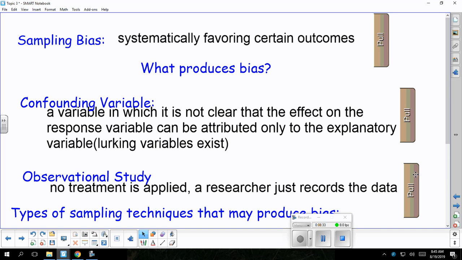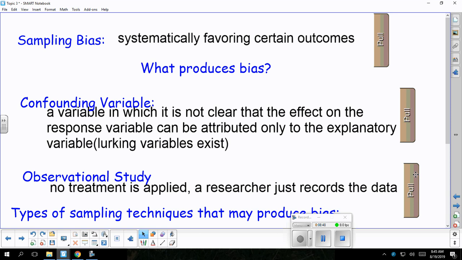So, examples of observational studies. When I ask all of you how many SAGE you did, that's an observational study. I'm just recording data, gathering the data. Right? Whether or not you want to abolish tenure is also an observational study.